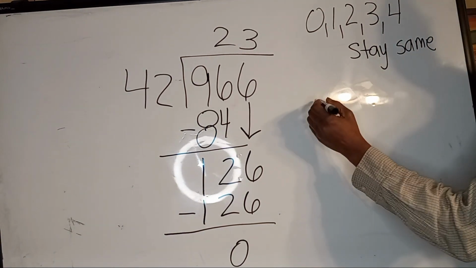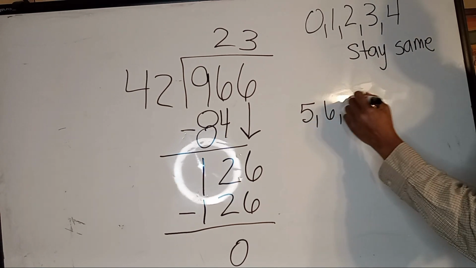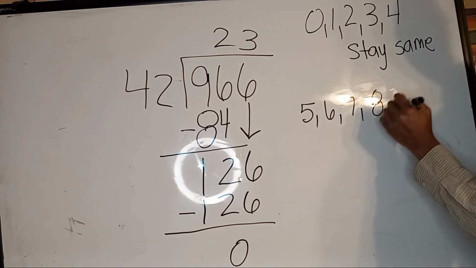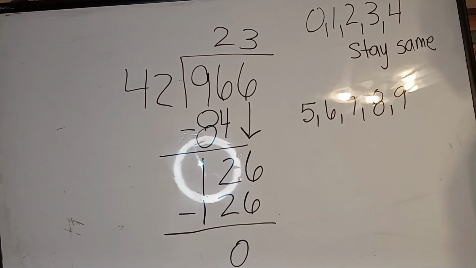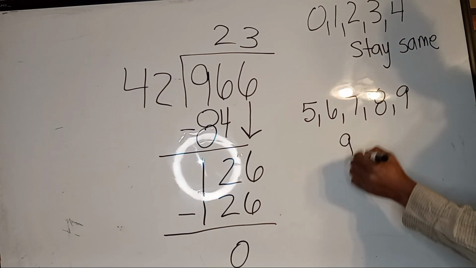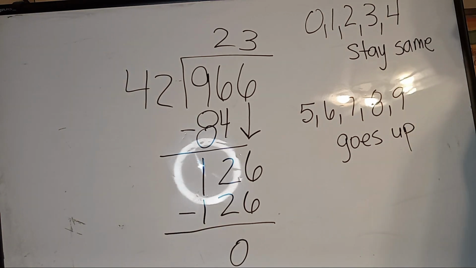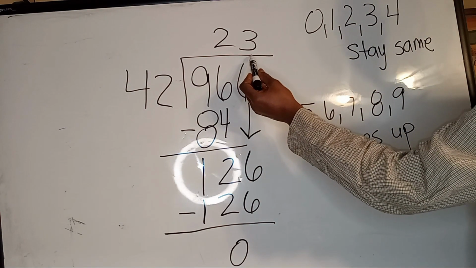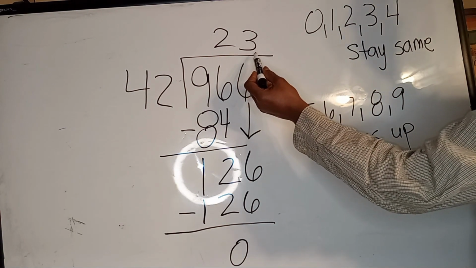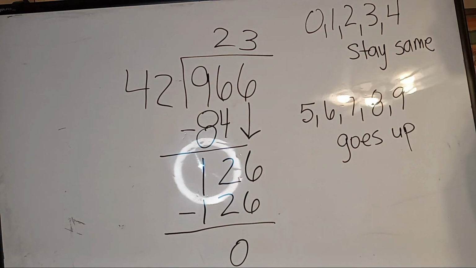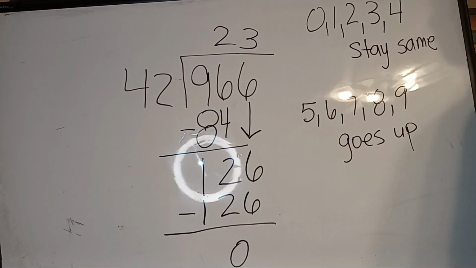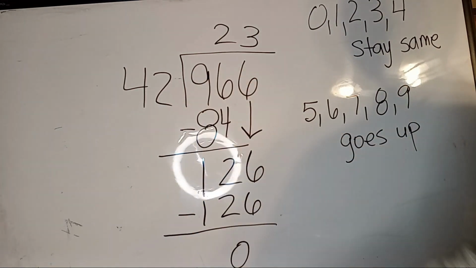Then we have 5, 6, 7, 8, and 9. And what happens with that? They go up. That is correct, Jamir. Great job. So, with that being said, we're going to look at this 3 here in the ones. And what is the rule for 3? We have it right here. What is the rule for 3, Jamir? Stay the same. So that means our 2 stays the same.